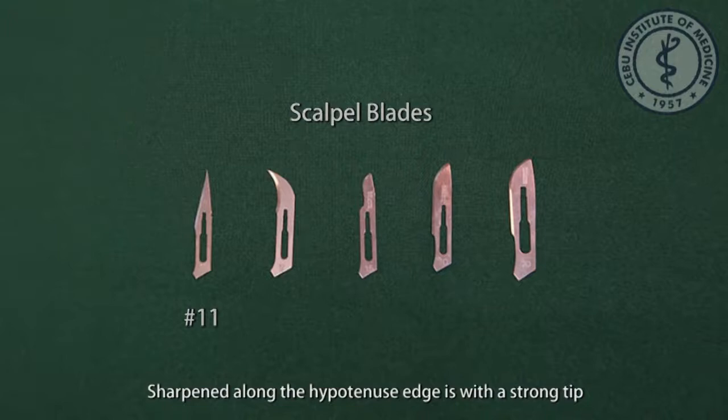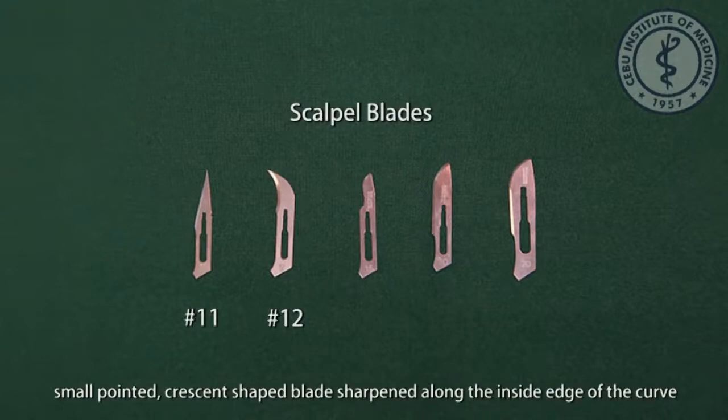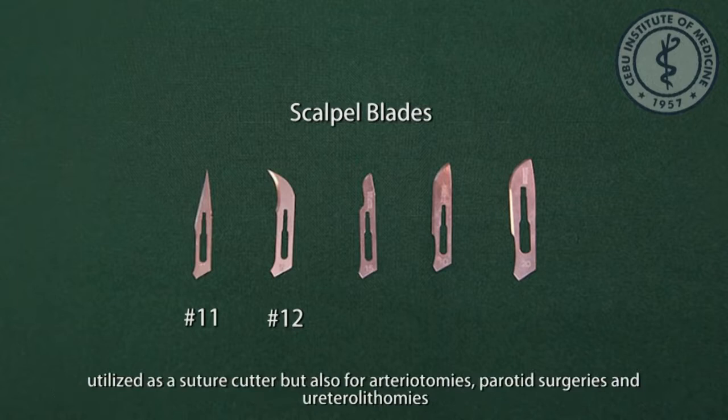with a strong pointed tip. Blade number 12, small, pointed, crescent-shaped blade sharpened along the inside edge of the curve, utilized as a suture cutter but also for arteriotomies, parotid surgeries, and uterolipotomies.